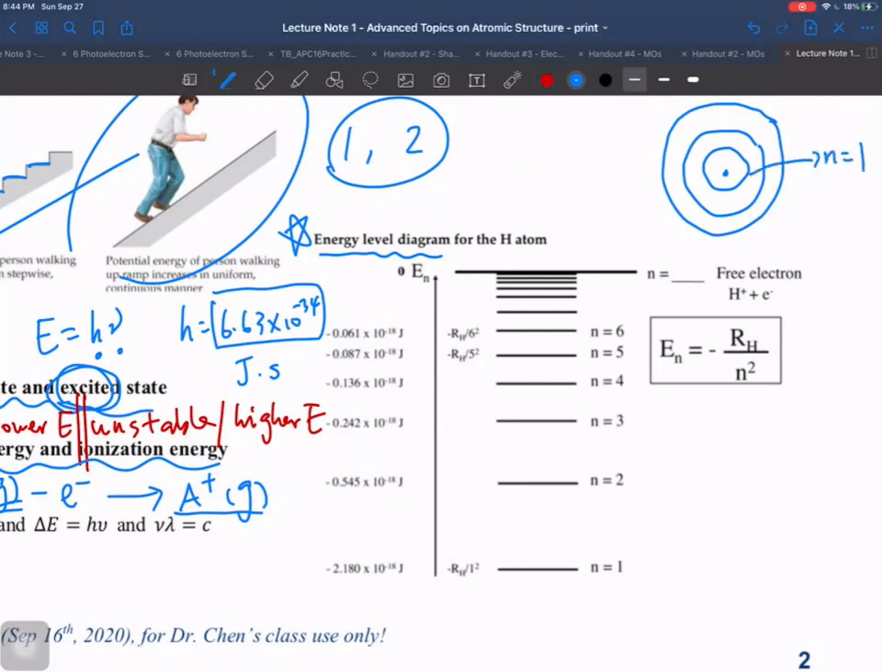It's called n equals 1. This is called the second energy level, n equals 2. This one is called the third energy level, n equals 3. So this is the first idea, energy level.